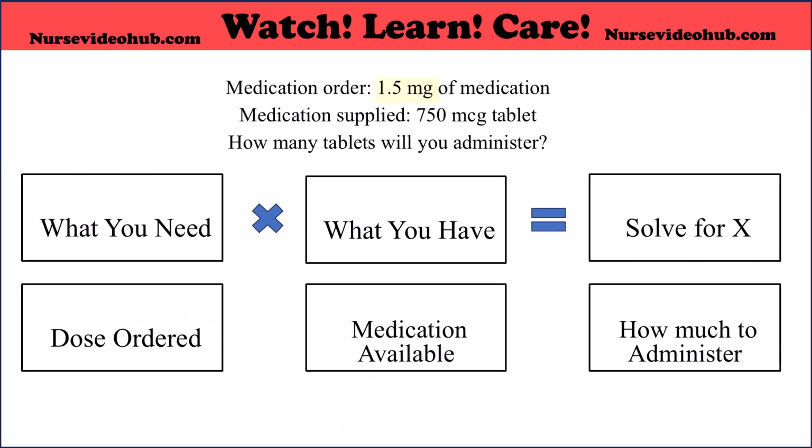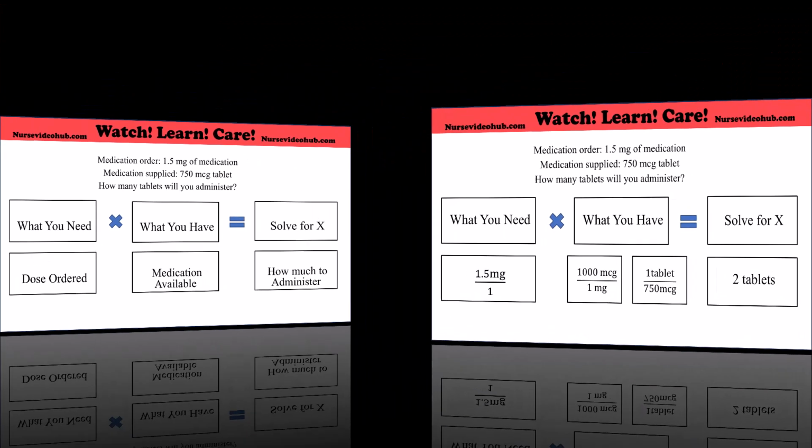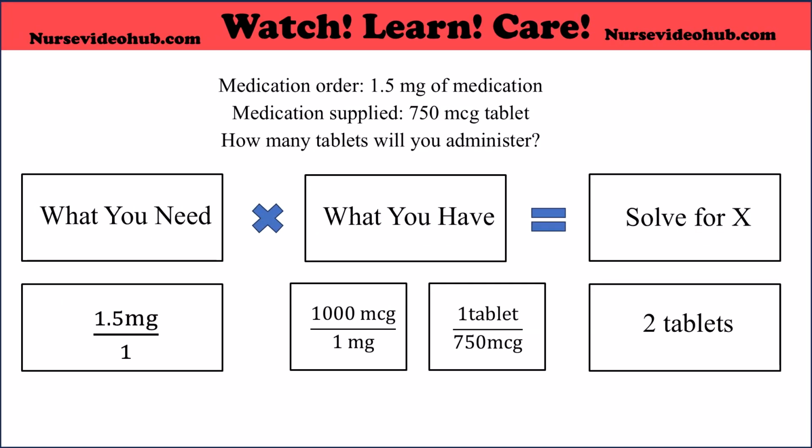There is an order for 1.5 milligram of medication. The medication supplied is 750 microgram tablets. The order is written for the medication in milligrams. The available medication is in micrograms, and you must convert the milligrams to micrograms. So set up the problem to identify the number of tablets to administer. Write out the prescribed dose as a fraction, 1.5 milligrams over 1. Add the conversion factor to convert the milligrams to micrograms, 1,000 micrograms over 1 milligram.